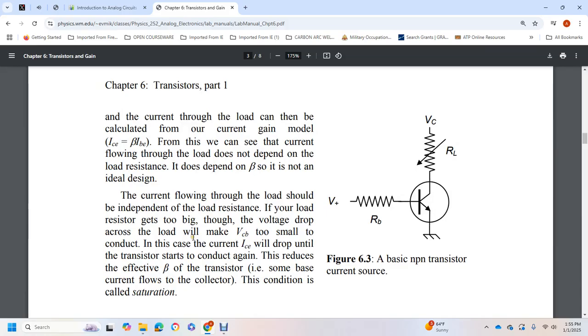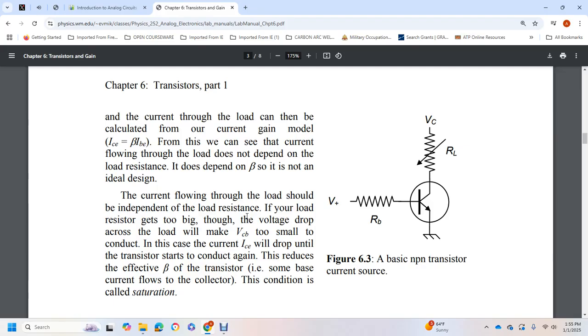The current through the load can be calculated from our current gain model: the collector-emitter current is beta times the base-emitter current. From this, the current flowing through the load does not depend on the load resistance, but depends on the design, on the actual initial design. The current flowing through the load should be independent of load resistance, as long as the resistor is not too big, so that the voltage drop across the load does not make the collector-base voltage too small for conduction.